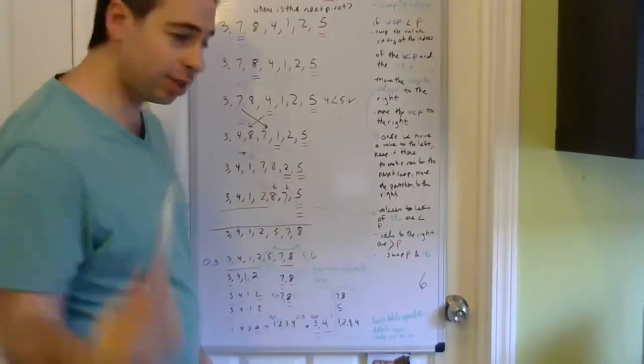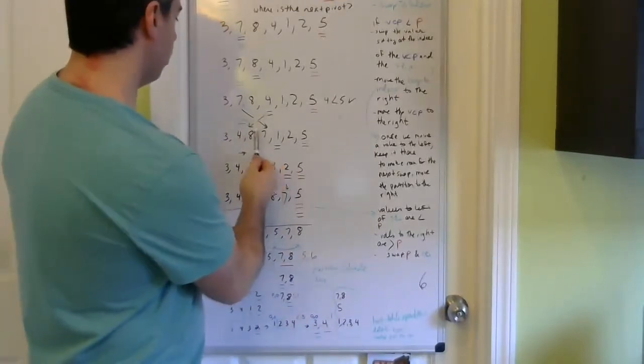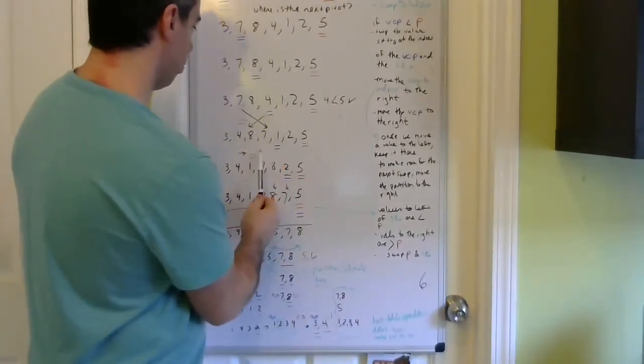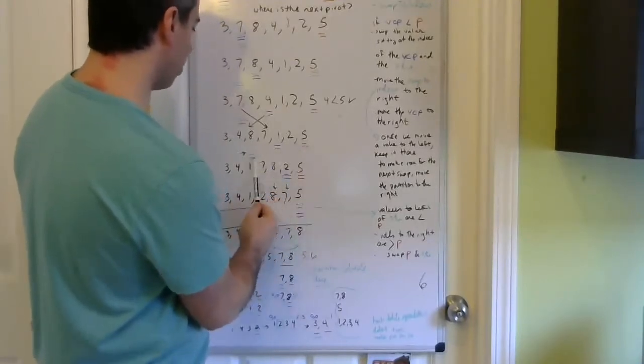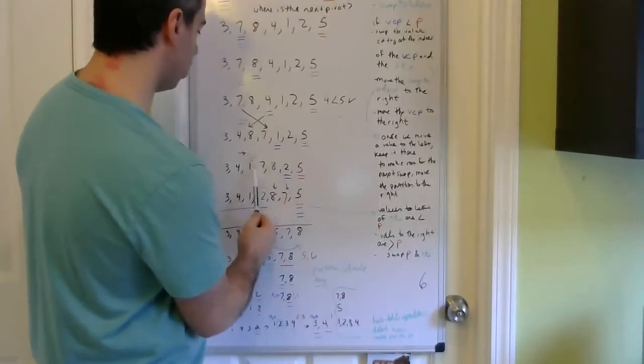Okay, I'm going to pick up the pace a little bit now. So we swap 4 and 7. Now we compare 1 to 5. 1 is less than 5, my swap is back here. I swap 1 and 8.